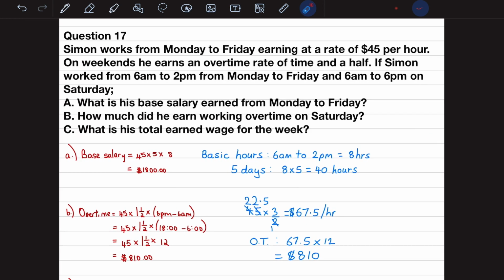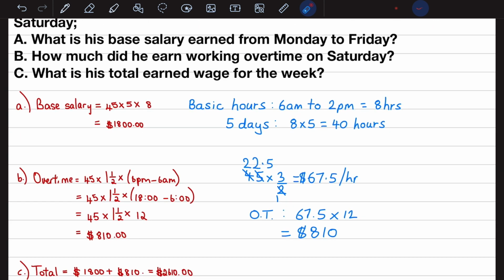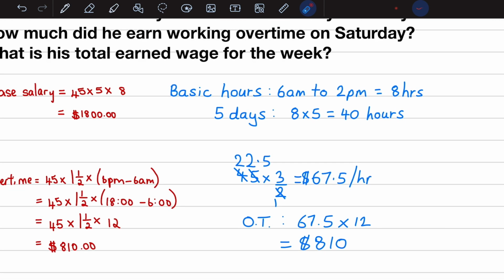Right, so you might need to go through this again, make sure you understand before you move on. So let's just recap. You will get your basic salary using your basic hours and your basic rate. You will get your overtime. You can multiply the hourly rate by 1.5, so hourly rate times 1.5 will give you your overtime rate, and then your overtime rate multiplied by 12. Again, overtime rate multiplied by overtime hours will give us total overtime salary or wage.